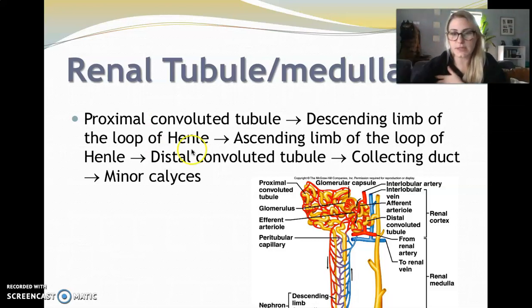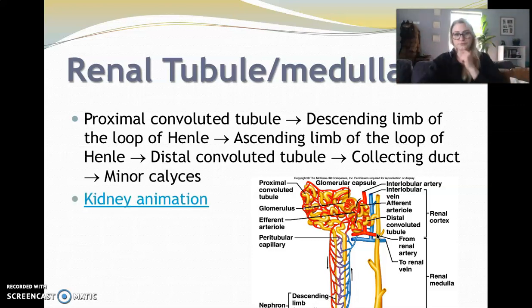Then it goes through this thing called the descending loop of Henle, which dives down into the renal medulla, then up the ascending limb of the loop. Then we're into the distal, as in farther away, convoluted tubule, and eventually into the collecting duct, and then into the minor calyces, the major calyces, the renal pelvis, and then out the ureters and into the bladder.